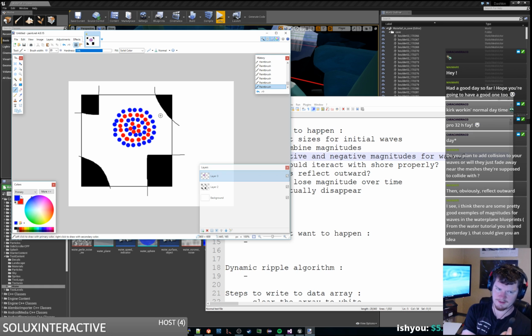I don't know, which specific part were you saying? The magnitudes for waves in the water plane blueprints, from the video that I shared yesterday? Well, is it in the blueprint or is it actually in the material that they're using? Because if they're just using waves with noise and stuff like that, they've got a water material, they're setting a whole bunch of scales, water depth, scale stuff. I don't see any actual simulation of waves other than using noise textures to do that.